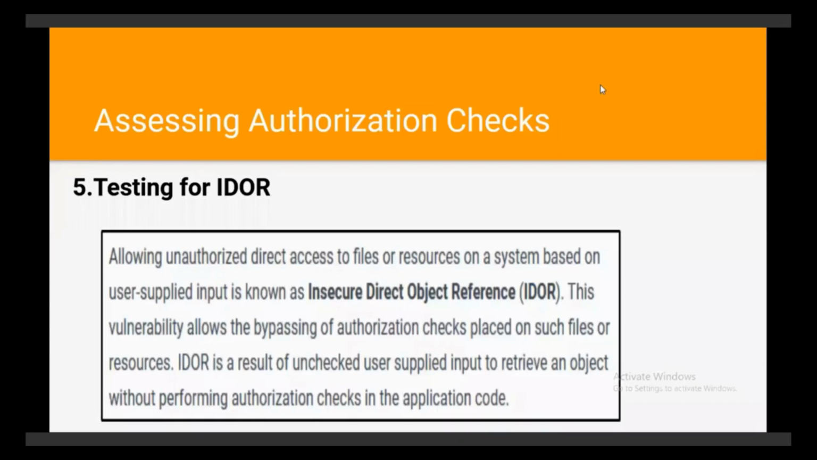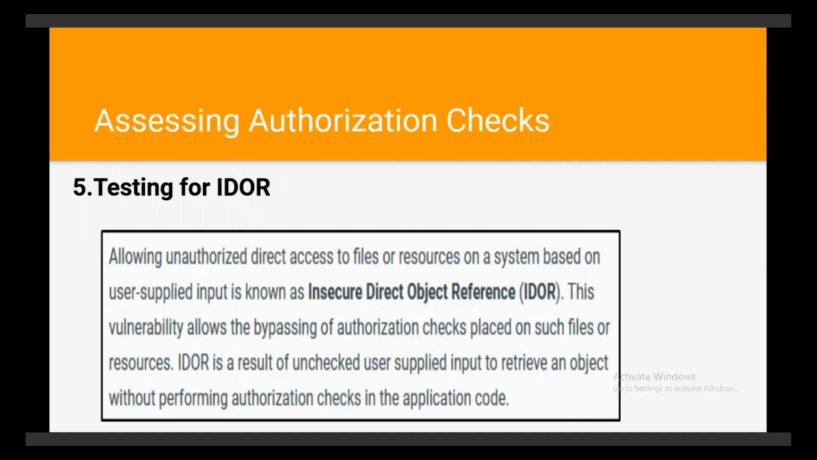Now let's discuss testing for insecure direct object reference, IDOR. IDOR means allowing unauthorized direct access to a file or resource on a system based on user-supplied input. This vulnerability allows bypassing the authorization check placed on such a file or resource. IDOR is just a result of unchecked user-supplied input being used to retrieve an object without performing authorization checks in the application code.